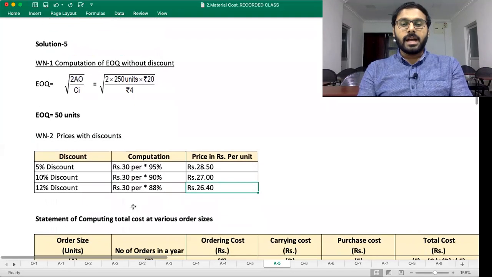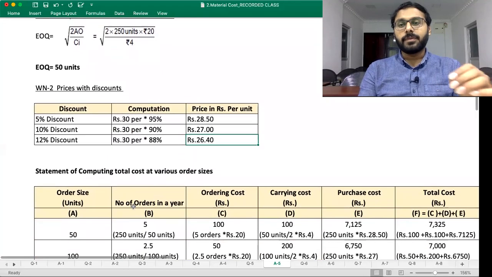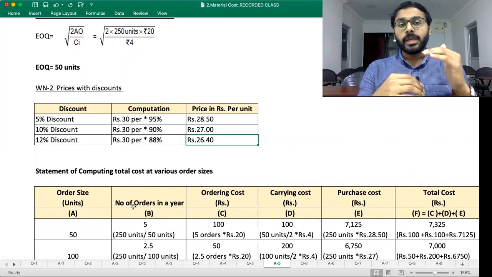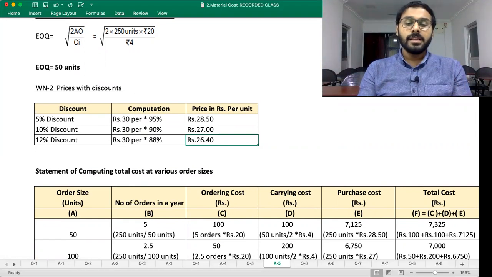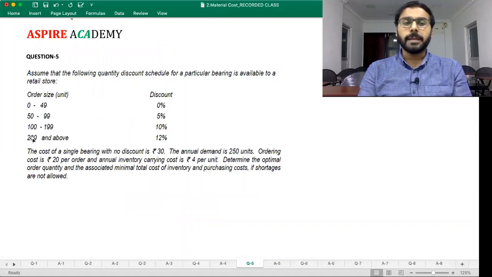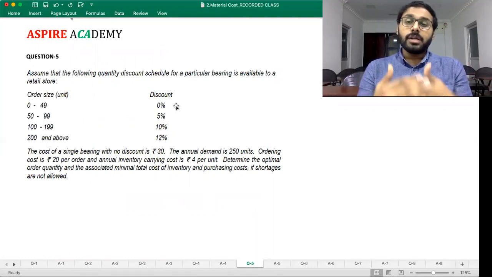With this idea, I will directly move into the preparation of a statement. As I told you before, I'm going to prepare a statement for each and every slab level. What are these slabs I'm talking about? This is the slab I'm talking about. When my order quantity is 0 to 49, the discount is 0. Should I find out what would be the total cost when the order quantity is 0 to 49? No, it is not required. Why? Because my EOQ itself has worked out to 50 units.